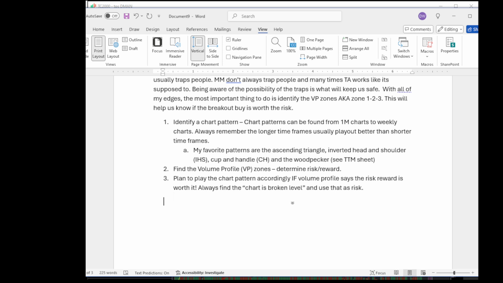Now, rules. All right. Let's make some rules here. Rule one: never swap chart patterns.